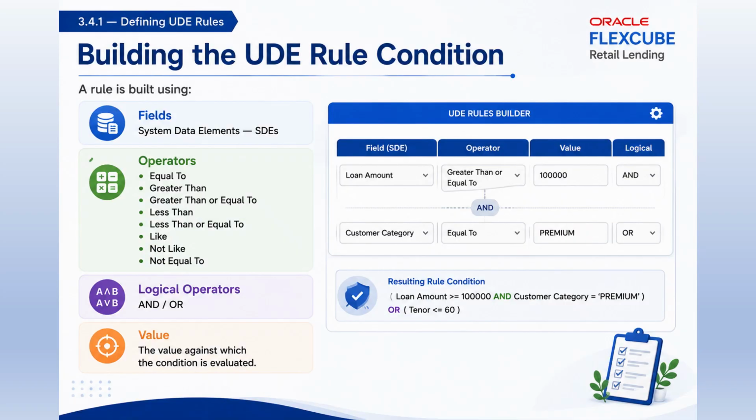Building the UDE Rule Condition. A UDE rule is built using fields, operators, logical operators, and values. The fields are based on system data elements, or SDEs. FLEXCUBE provides comparison operators such as equal to, greater than, less than, like, and not equal to. Logical operators such as and, or can be used to combine conditions. The value specifies what the selected condition is evaluated against.